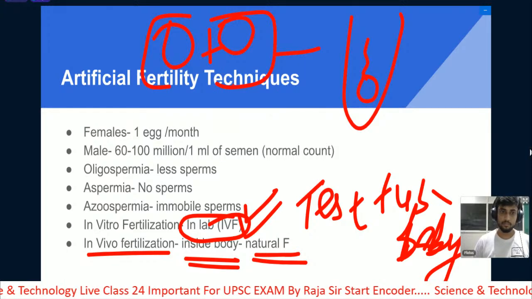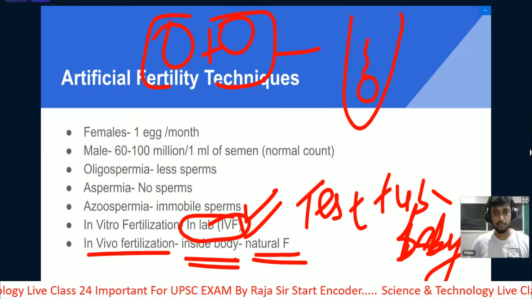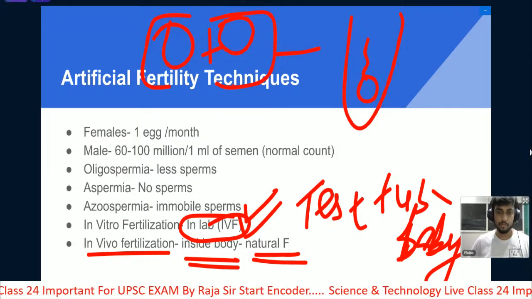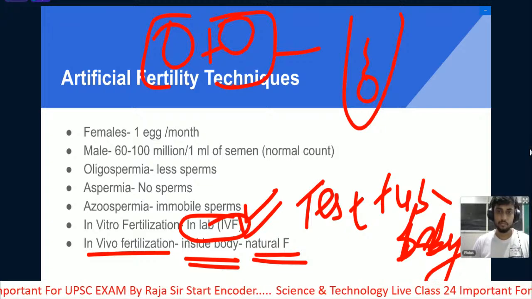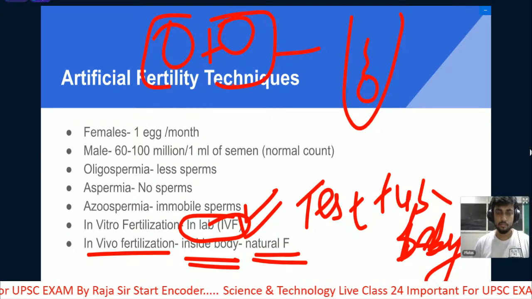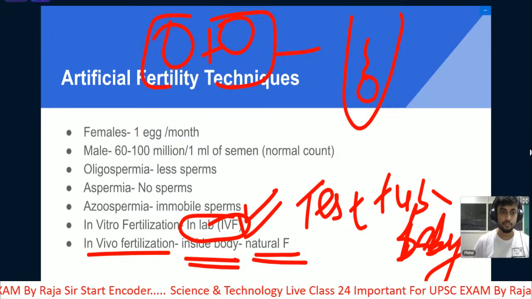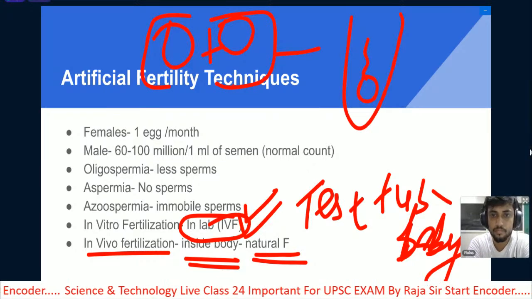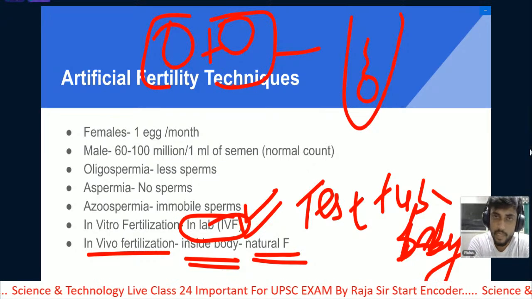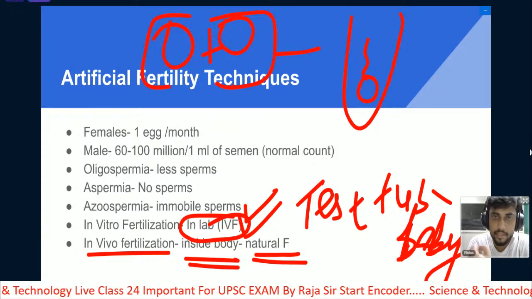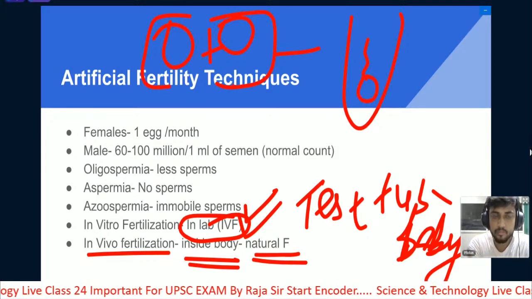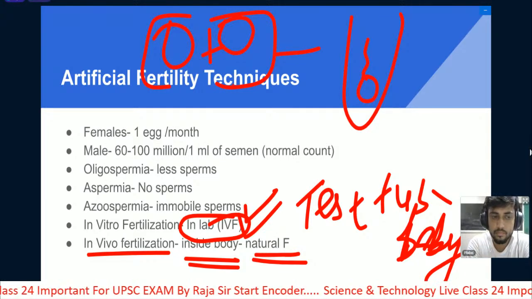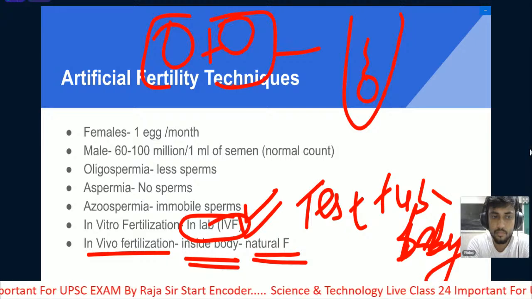Sir, a question, sir. The female, sir, it produces one egg per month, sir. Is it that many eggs are produced, they get destroyed, and only one egg remains? It's only one because, sir, if the cell divides, sir, then our egg has 23 chromosomes. Yes, egg is a single cell and it has 23 chromosomes. Sir, and it must have been formed from a cell which must be having 23 pairs of chromosomes, sir.